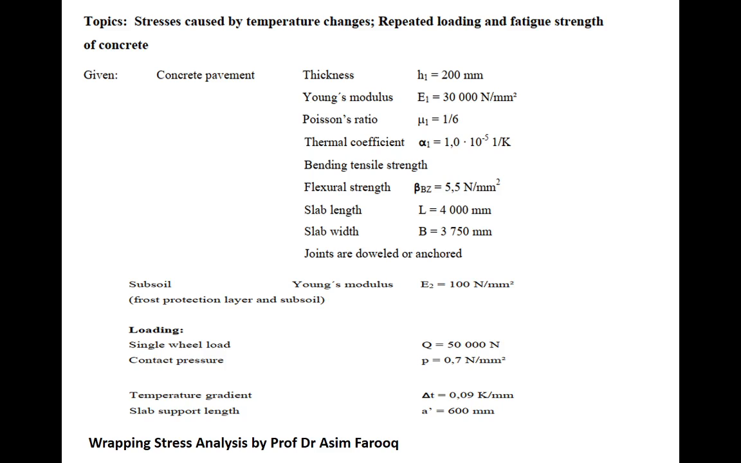This is a very typical example. As you can see here, our main core task is to determine four different parameters. We have the slab thickness, which is mentioned as 200. We have a Young modulus. We have a Poisson ratio of the slab of the top layer. We have the thermal coefficient. We have flexural strength. We have slab length, slab width, and so on.